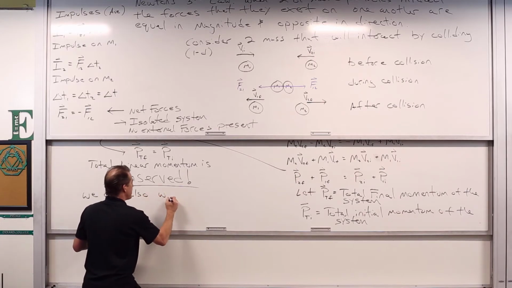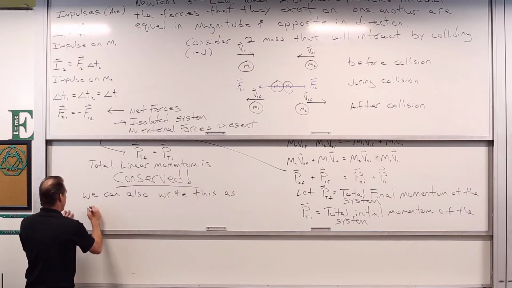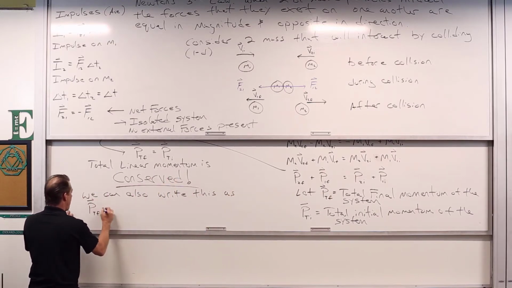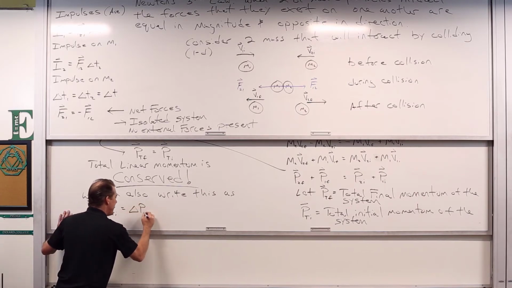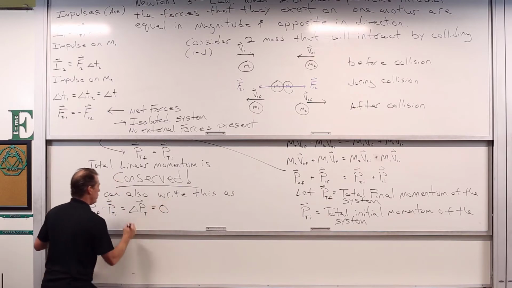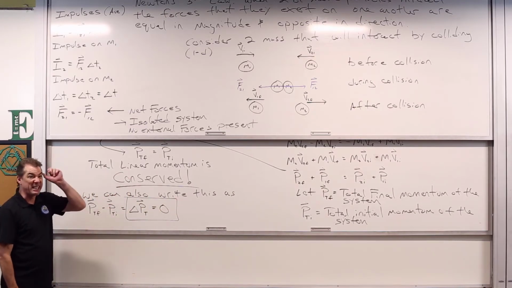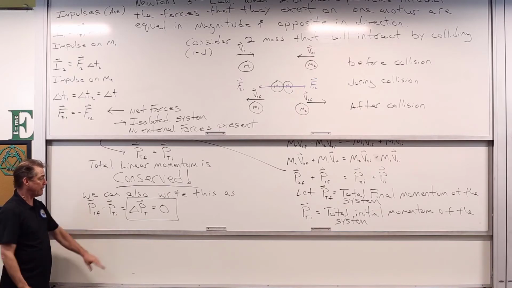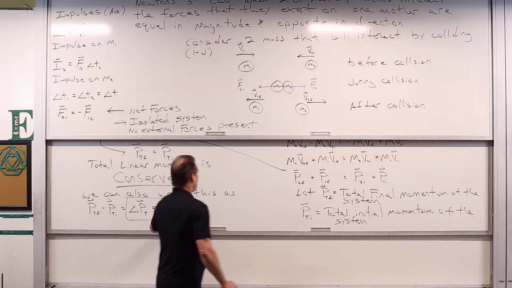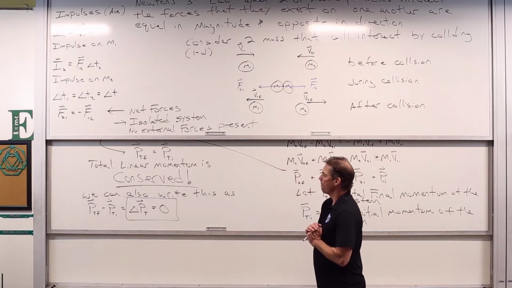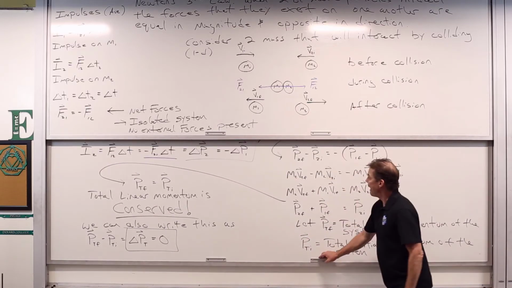So we can also write this as P total final hat minus P total initial hat is equal to delta P total hat is equal to 0. Total change in momentum of a system that is isolated with particles interacting is 0. Conservation of total linear momentum. And that's what we wanted to get out of this, was just that.